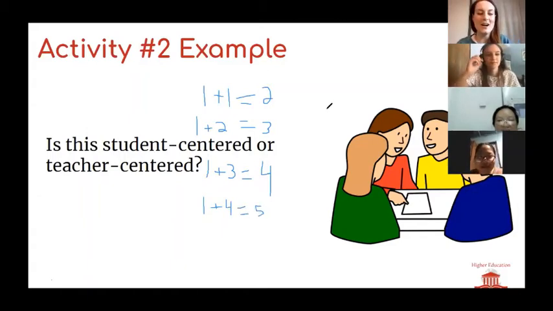1 plus 1 equals 2. 1 plus 2 equals 3. 1 plus 3 equals 4. 1 plus 4 equals 5. Do you understand? Yes. Okay, thank you.